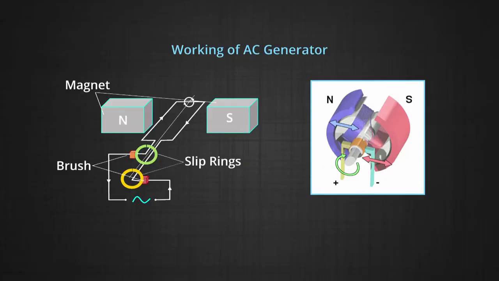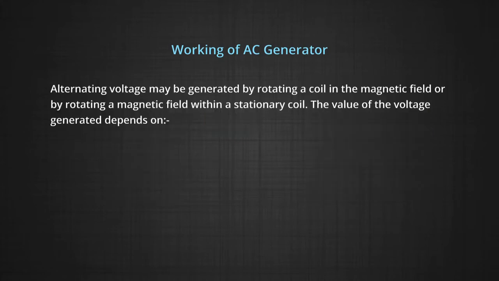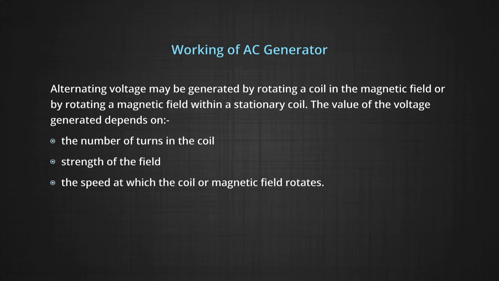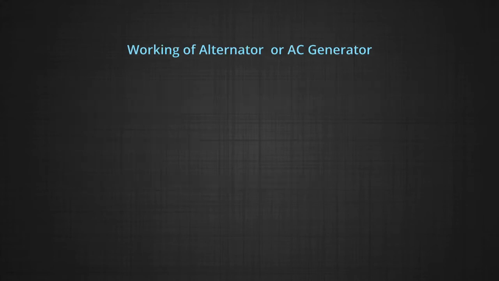Now, we will talk about how an AC generator works. Look at the picture where we have a magnet and in between the magnet there is a coil. How does it work? Alternating voltage may be generated by rotating a coil in a magnetic field or by rotating a magnetic field within a stationary coil. The value of the voltage generated depends on the number of turns in the coil, the strength of the field, and the speed at which the coil or magnetic field rotates. Now, the working of an alternator or AC generator.